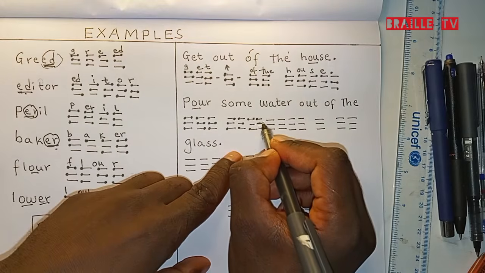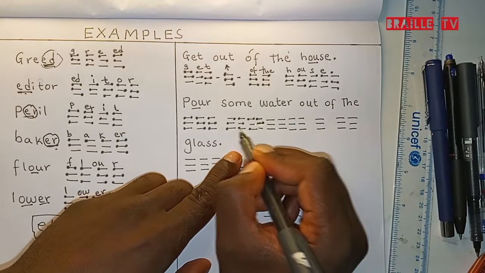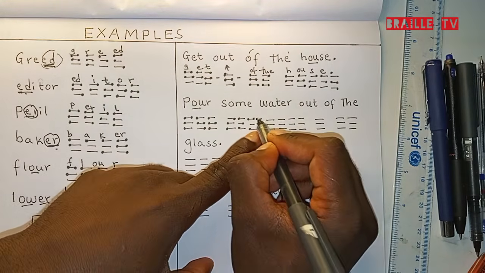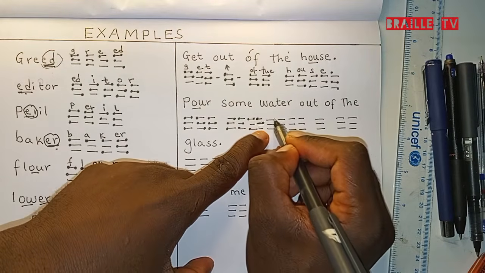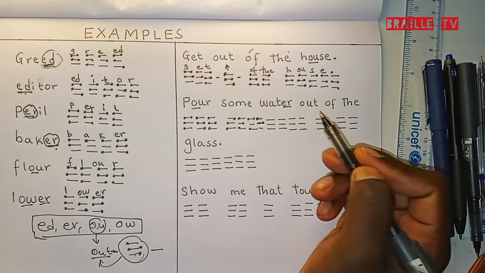I think now it's clear. "Some", S-O-M-E, this is E, and then "water". So water, this is W. So now here we are going to contract ER, isn't it?